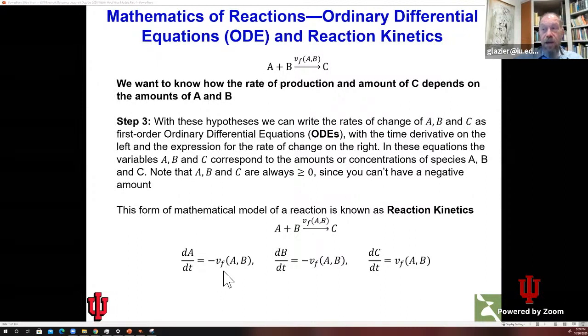dA dt is equal to minus VF of A and B. dB by dt equals minus VF of A and B. dC by dt is VF of A and B.